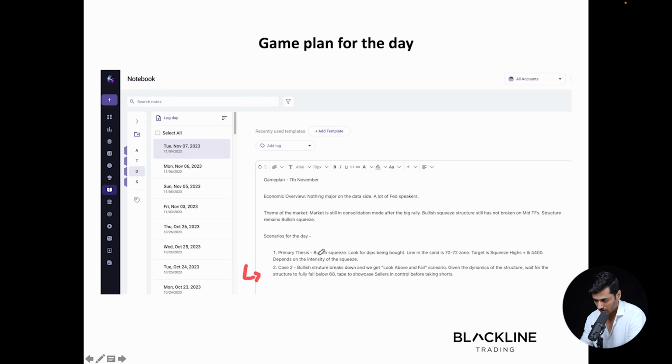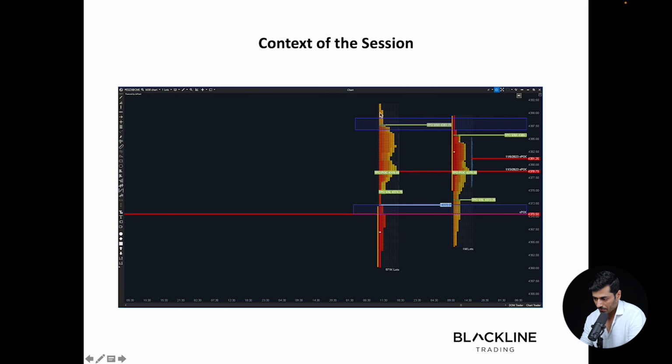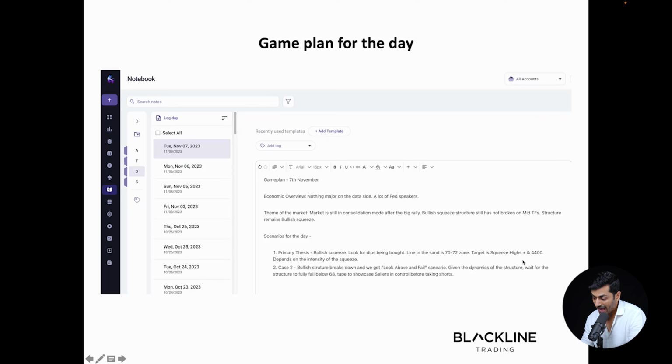Primary thesis: bullish squeeze, looking for dips being bought. Line in the sand is the 7072 zone. Target is the squeeze high plus 4400. Squeeze highs were poor highs, which were created on the day when the market squeezed. So that becomes our first target, right? Now, anything above that is basically dependent on the intensity of the squeeze. Yes, we did have some other targets on the upside based on the previously auctioned prices.